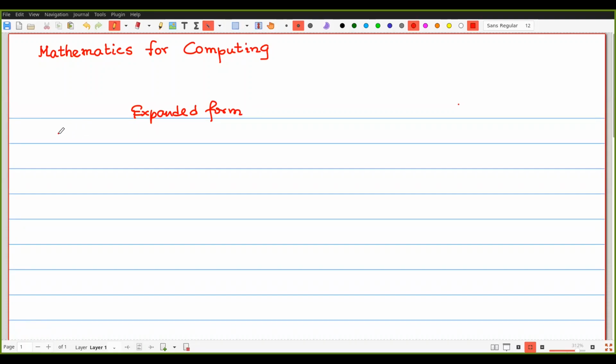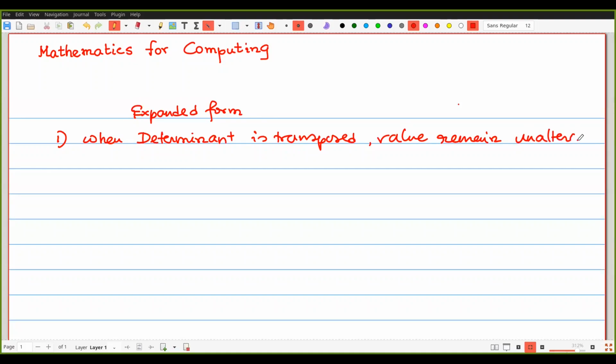Already we have discussed them. The first property is that when the determinant is transposed, the value remains unaltered. Why? Because the value of the determinant can be found using the expanded form from any row or any column. So when the rows and columns are interchanged, the value of the determinant is unaltered. That is the first property.